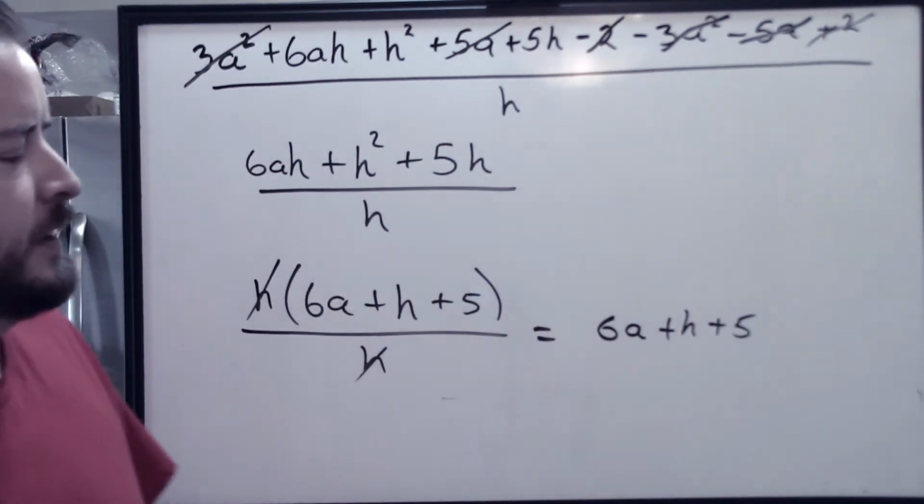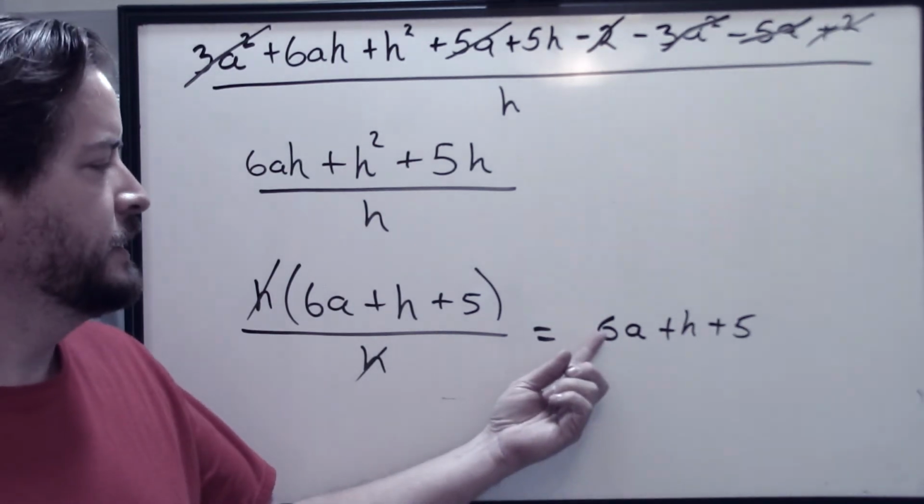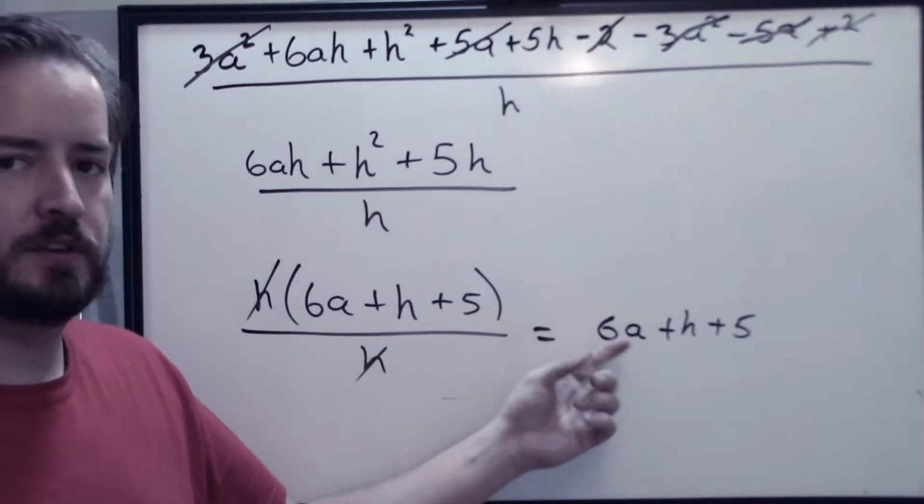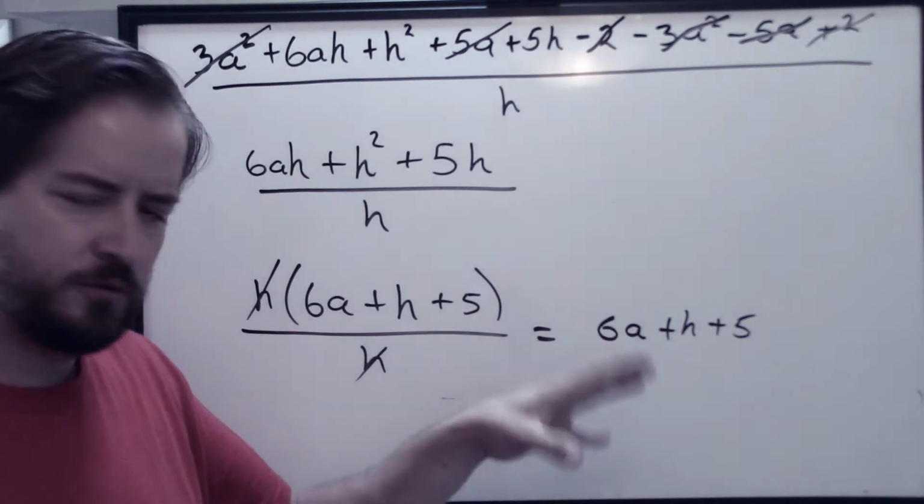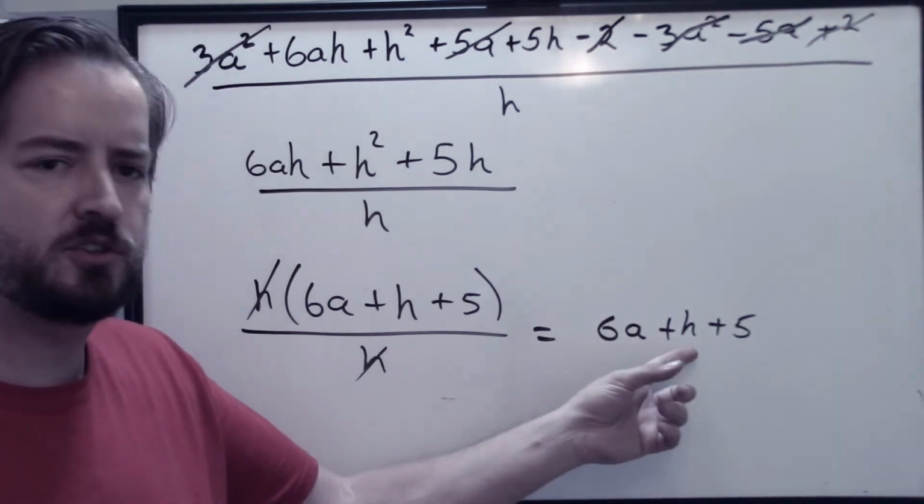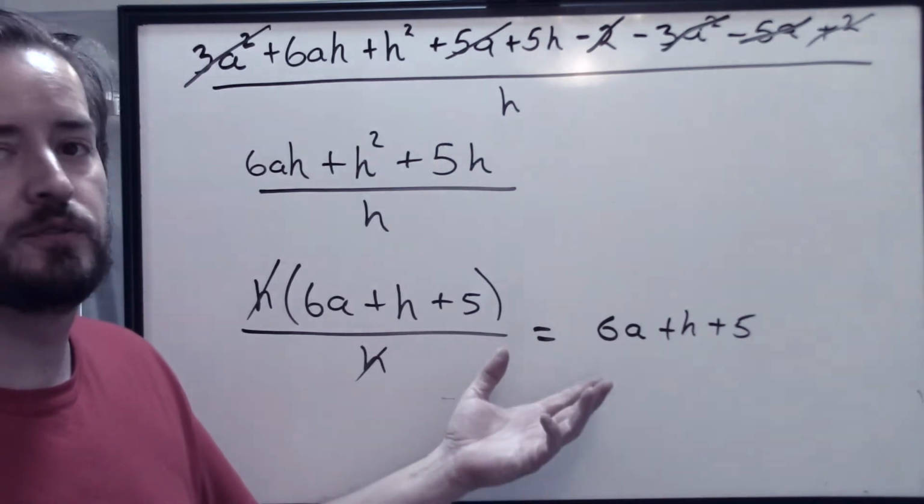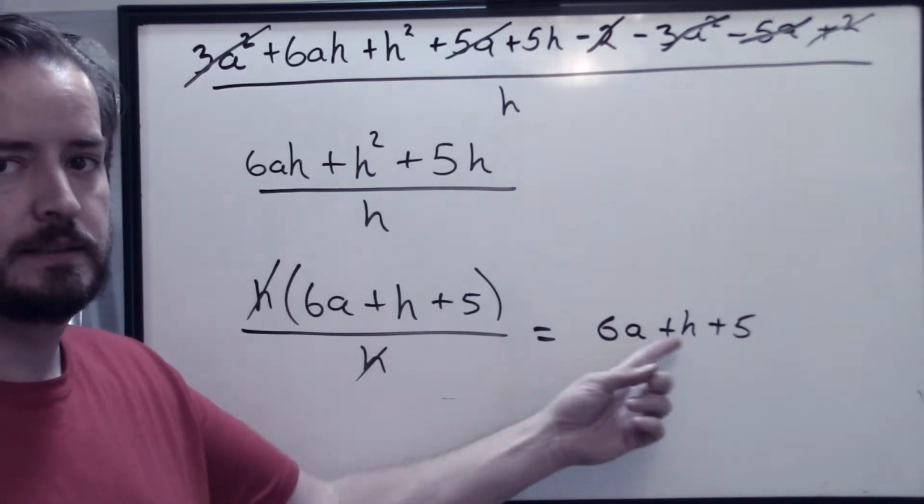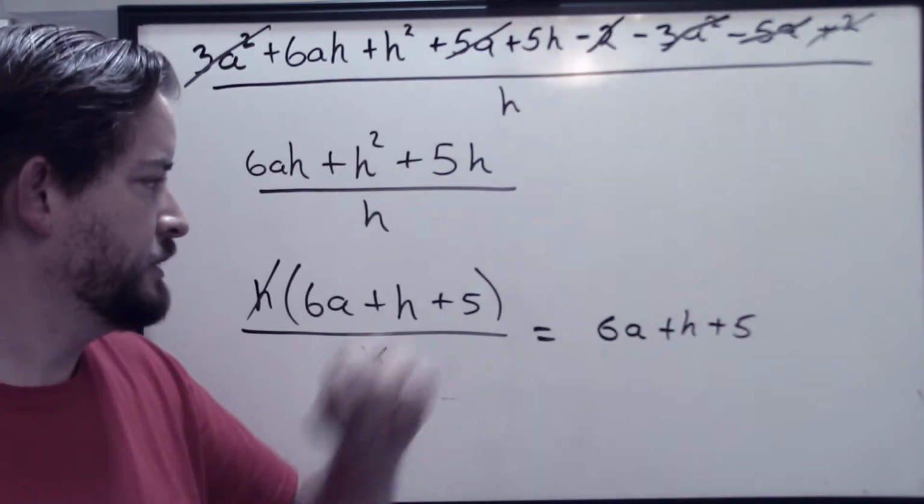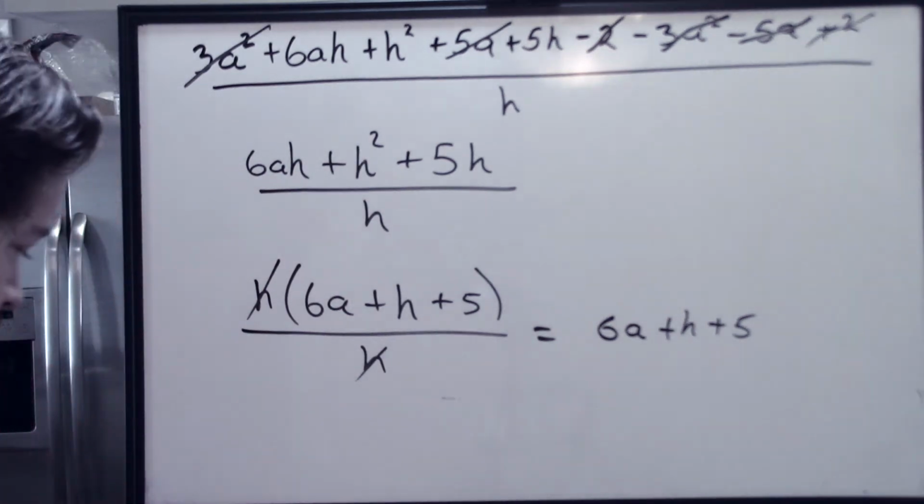So again, the final answer is looking for the coefficients, 6, 1, and 5. If there's any h squares, I don't have it in front of me so I can't see, but if there's any h squares, those coefficients are 0. If there's any a squares, those coefficients are 0. That's it. It's just these numbers. All right, good.